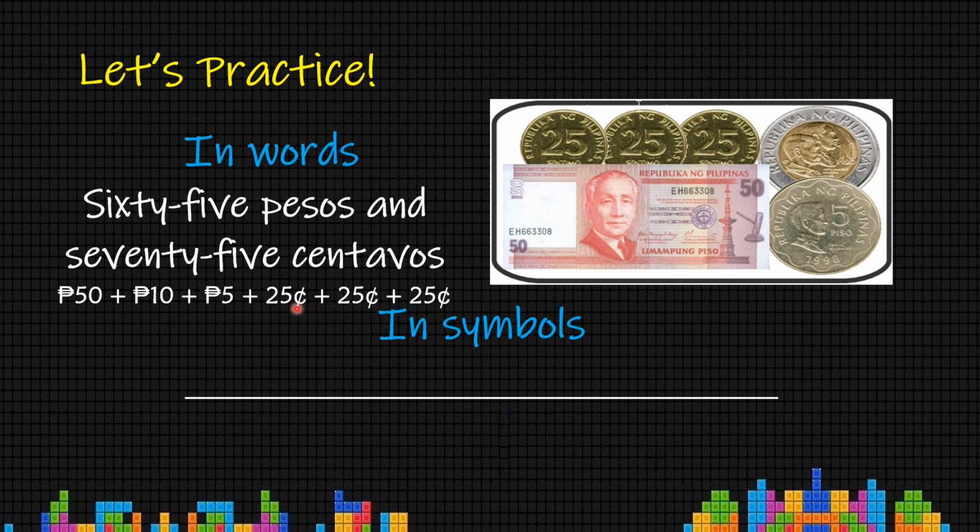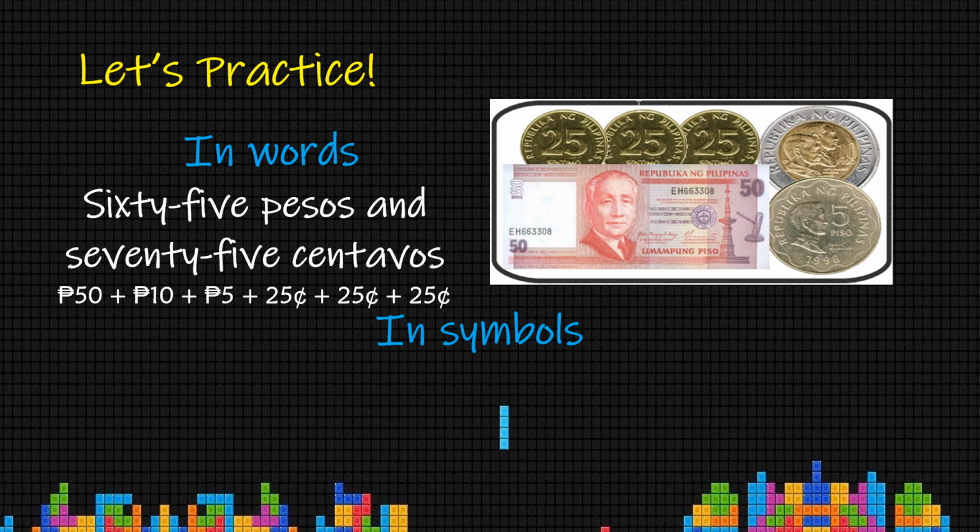The amount in words is written as 65 pesos and 75 centavos. Can you write this amount in symbols? The amount written in symbols is peso symbol 65.75. 65 pesos and 75 centavos.